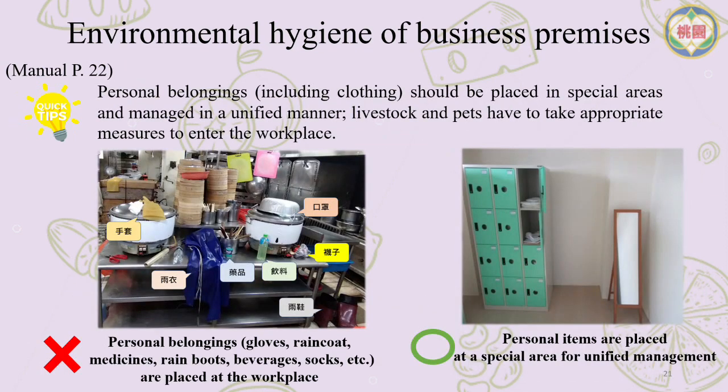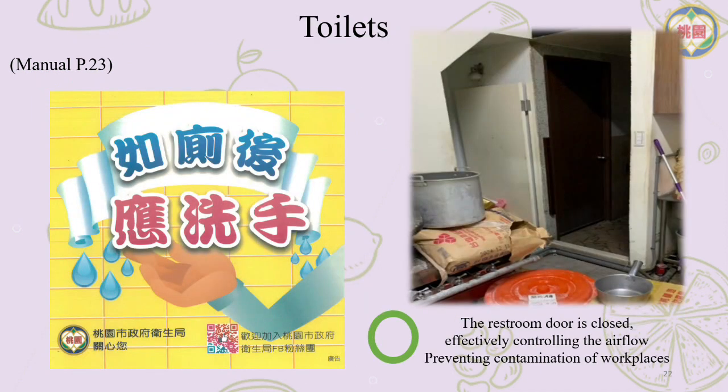In addition, attention should be paid to placing personal items in work areas. Personal items such as masks, drinks, and clothes should be placed in a special area and managed in a unified manner. Livestock and pets should be controlled from entering the workplace with appropriate restriction measures. In addition, the wash basin of the toilet should be clearly marked with the words "Wash hands after using the toilet," and the door of the toilet must not open directly to the food workplace. However, this does not apply to those with buffer facilities and effective control of airflow to prevent pollution.